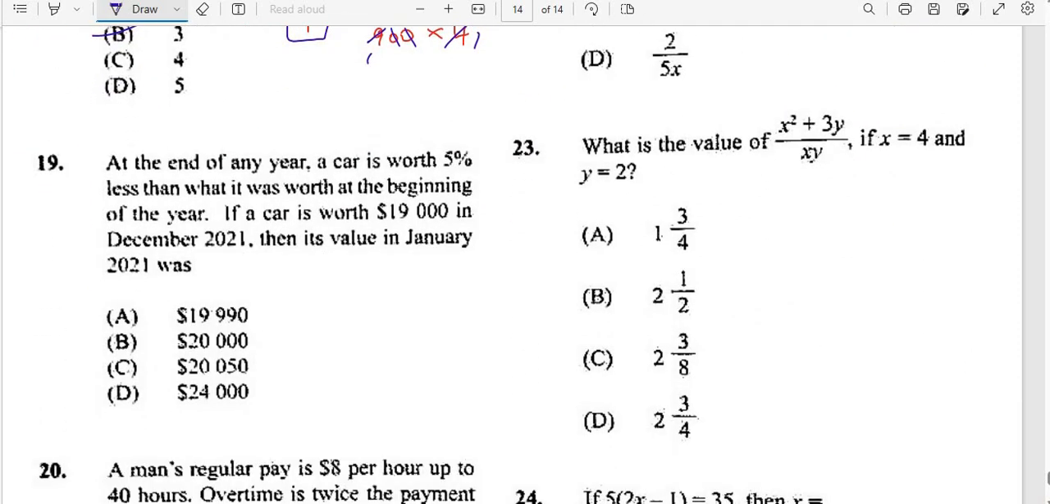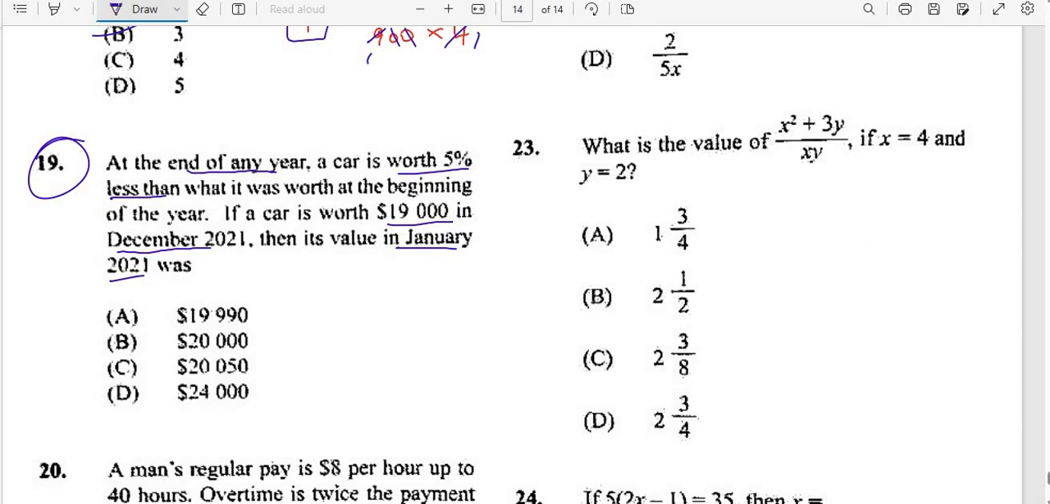Number 19. At the end of the year, a car is worth 5% less than what it's worth at the beginning of the year. If the car is worth 19,000 in December, that's the end of the year, then its value in January 2021, that's the beginning of the year, same year. So basically they're asking for what? The original value of the car, because they're saying the car is worth 5% less at the end of the year.